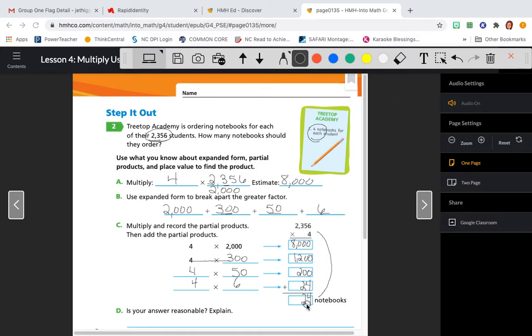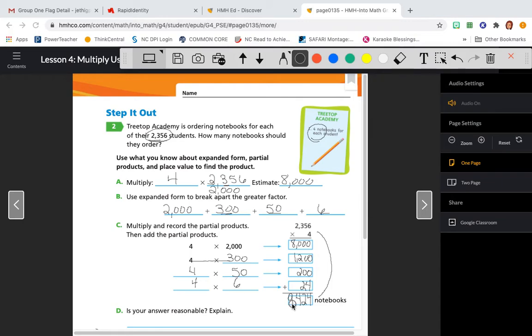Now let's be careful here. 0 plus 2 is 2. 2 plus 2 is 4. We'll put our comma to separate our hundreds from our thousands, and then 8 plus 1 is 9. So 9,424 notebooks. Is our answer reasonable?